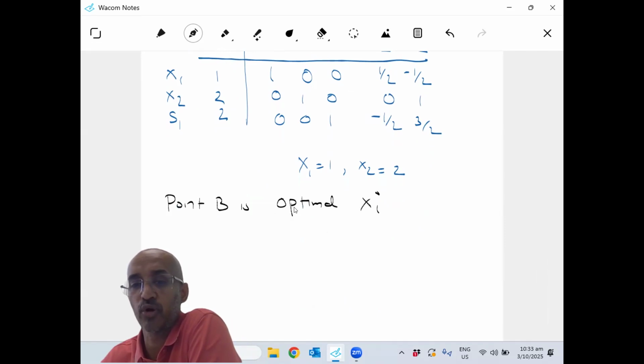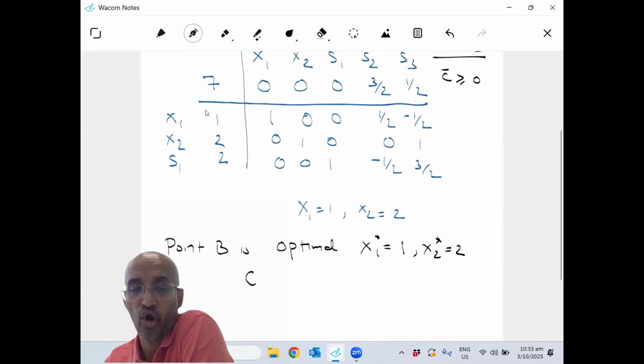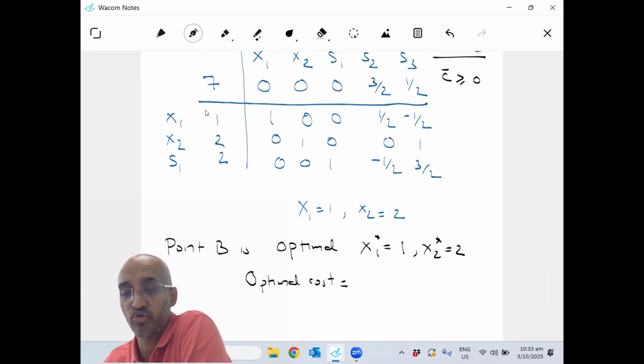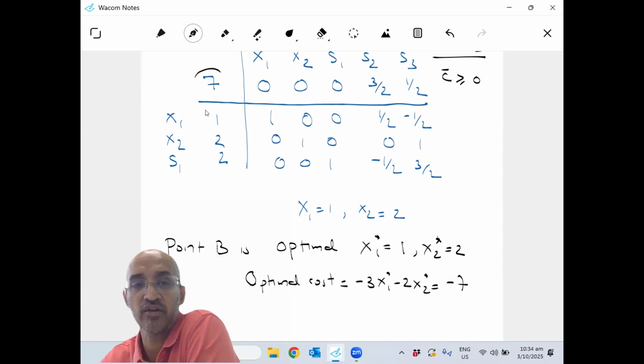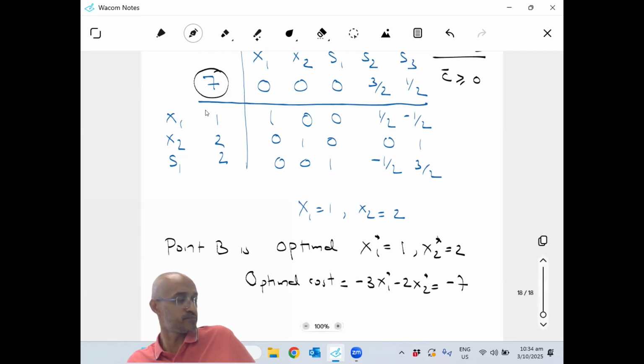So x1 star is equal to 1, x2 star is 2, and from this you can find the slack variables. What is the cost of this? It's a negative of 7. So optimal cost, my objective is minus 3x1 minus 2x2, which is minus 3, minus 4, minus 7. That's the negative of this. So everything works out, and we have converged.